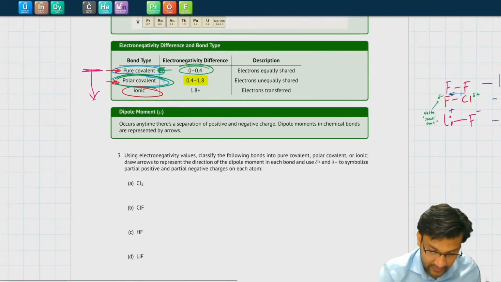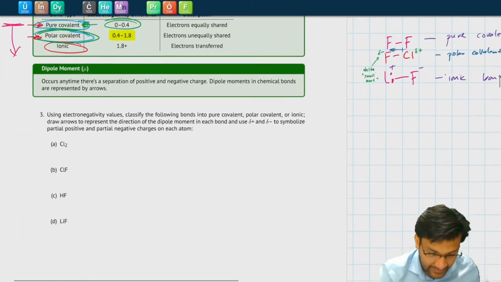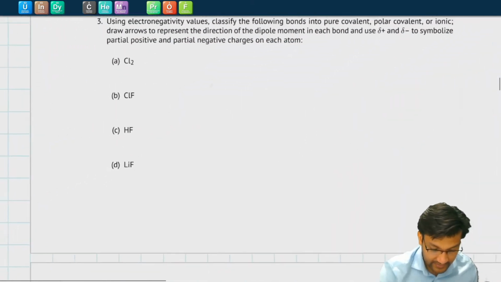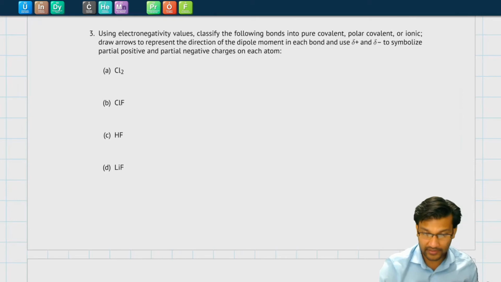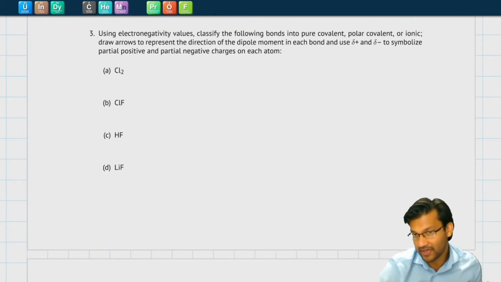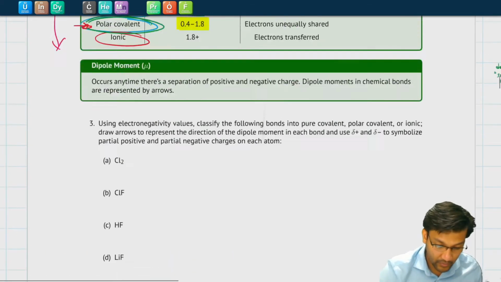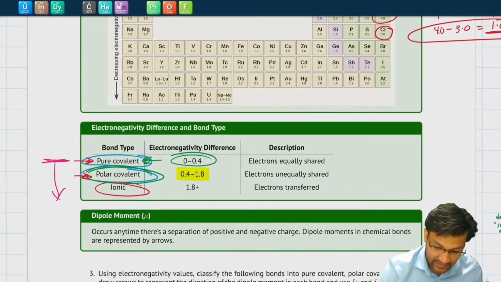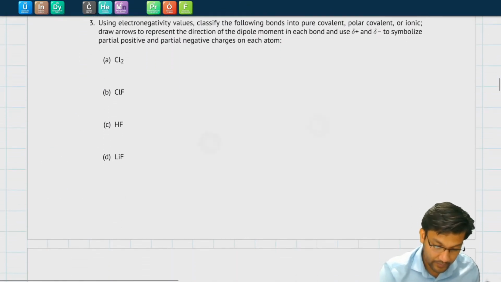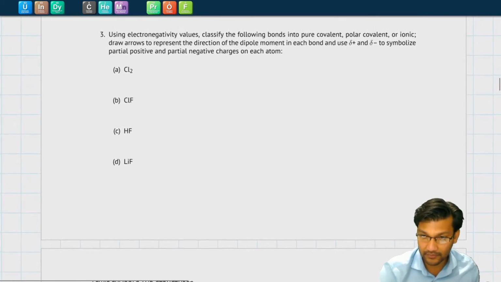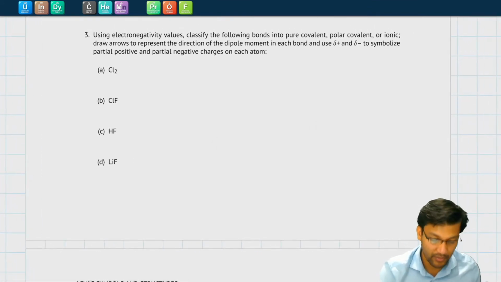Okay, so with that, let's look at all of these different compounds. Let's try to figure out whether they'll be pure covalent or polar covalent or maybe ionic, depending on what the differences in their electronegativities are, and if they are polar covalent or ionic, we'll draw dipole moments.